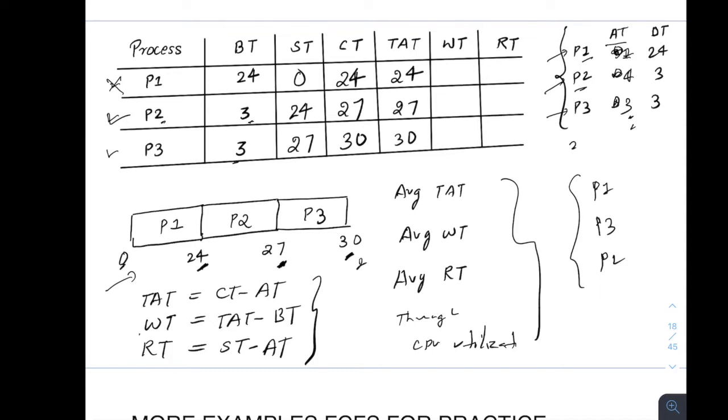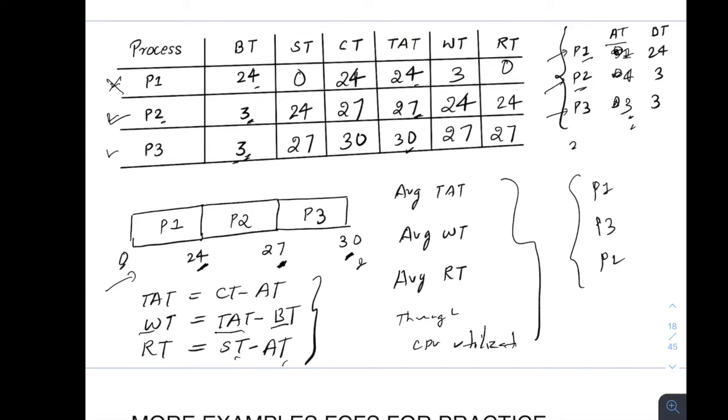Now waiting time is turnaround time minus burst time. So turnaround is this and burst is this. So this will be 3. 27 minus 3 should be 24. And 30 minus 3 should be 27. Response time is start time minus arrival time. The arrival time for all is 0, so this will be equal to the start time here: 0, 24, 27. Now if you want to calculate the average, you can calculate it easily.